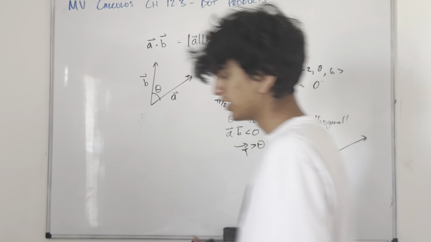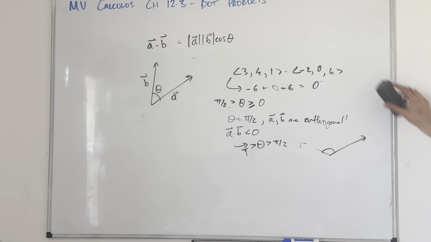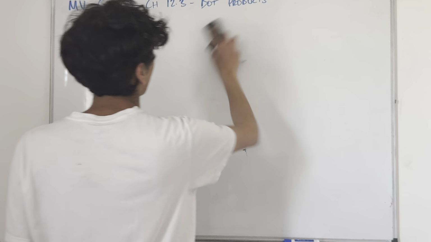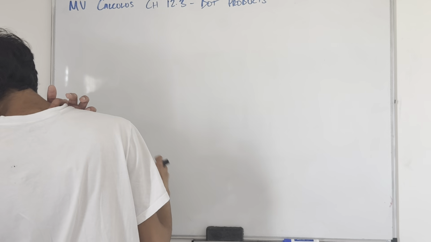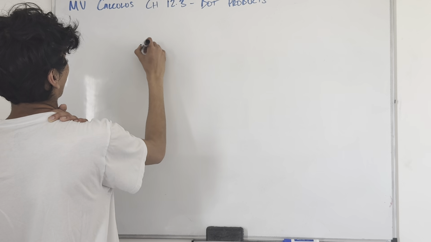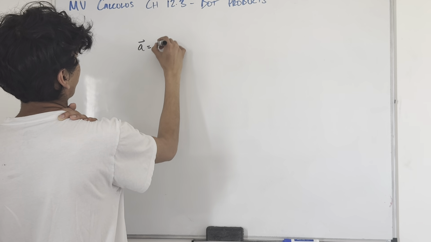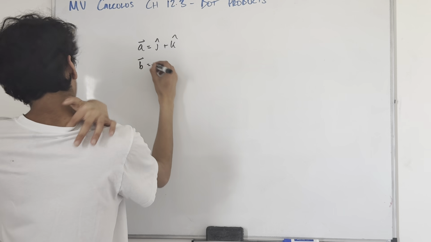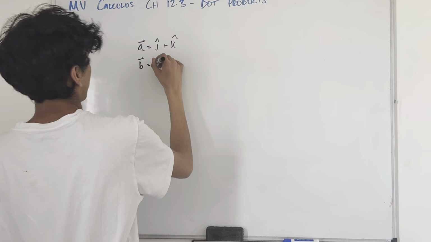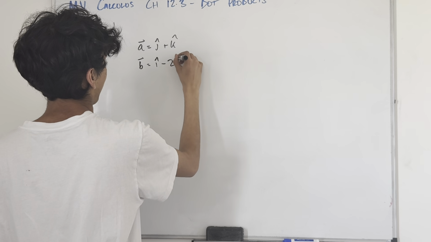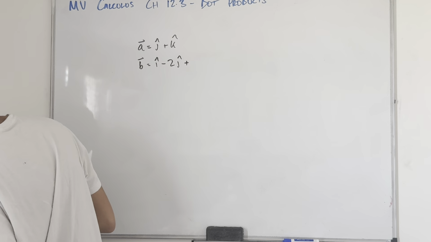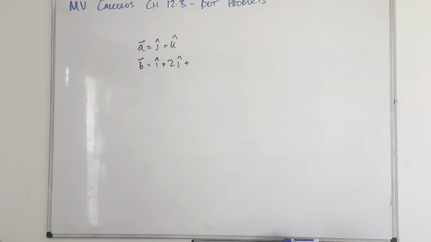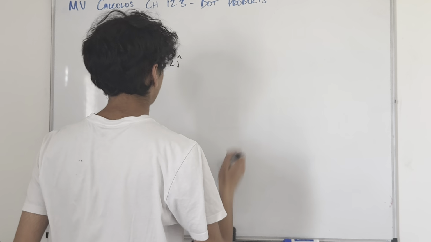So, just as an example, let's say you want to find the angle between, and I'm looking at this from my notes, a equal to j hat plus k hat, and b equal to i hat minus 2j hat plus 2 plus, and then minus 3k hat. How do we go about doing this? I dropped my eraser.